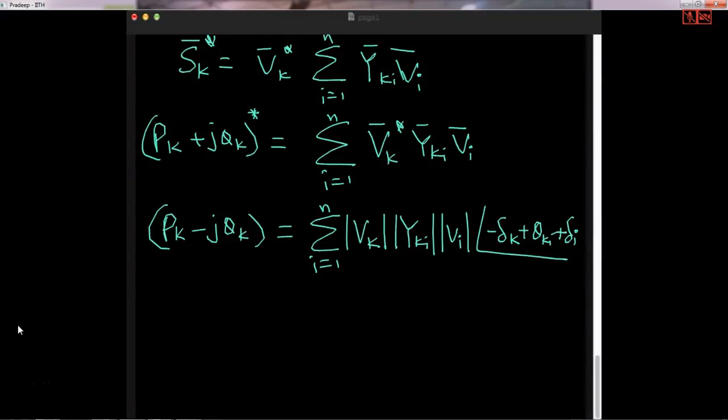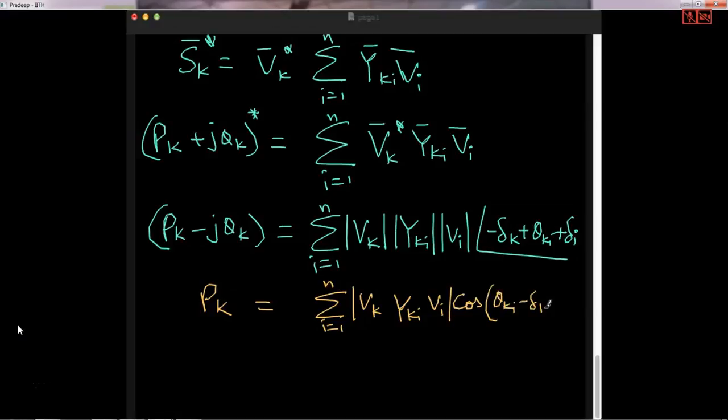So how to get the real part, separating the real part and imaginary part? Pk is the real part. So that is nothing but the summation from i equal to 1 to n of Vk Yki Vi, just the magnitudes you will take. I'll put the overall magnitude and then cos of this angle. So I'll write theta ki plus delta i minus delta k. You can do it in any order. This is the active power equation.